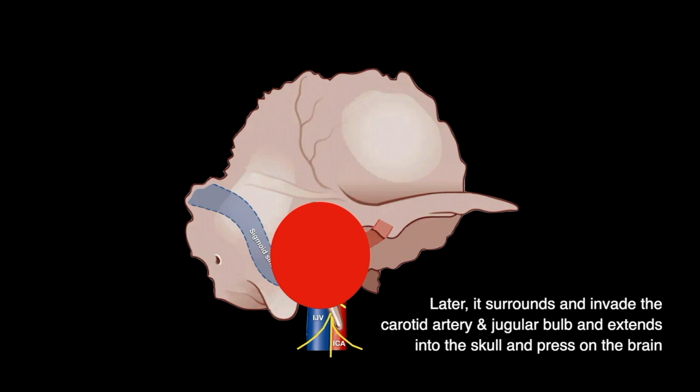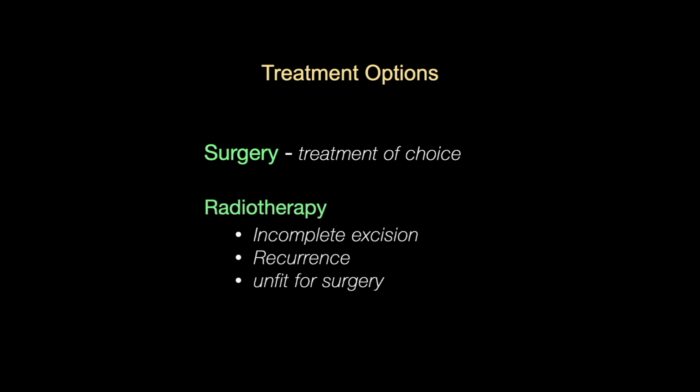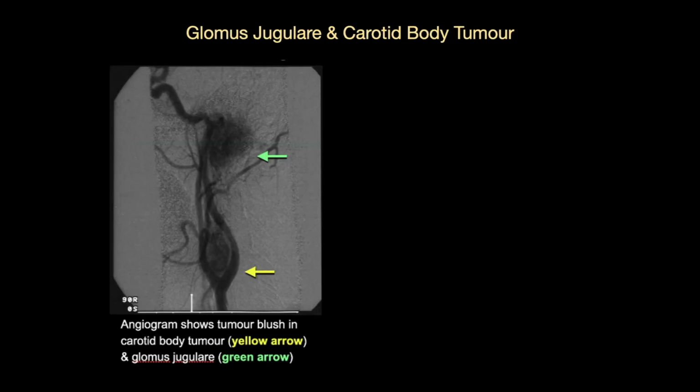Later, it surrounds and invades the carotid artery and jugular bulb, extends into the skull and presses on the brain. Surgery is the treatment of choice for these tumors. Radiotherapy is recommended if the patient is unfit for surgery or if there is an incomplete resection or recurrence after previous surgery. As I mentioned earlier, these tumors are highly vascular and bleed excessively during surgery.